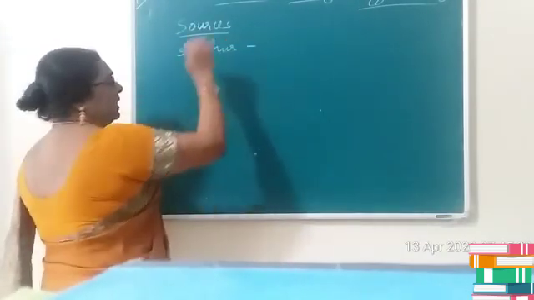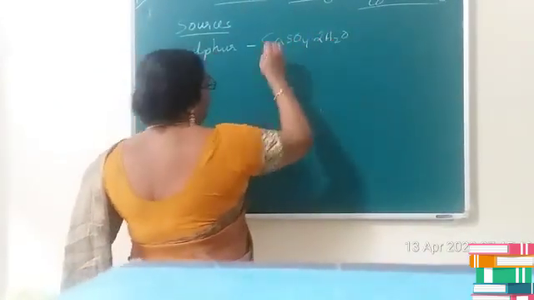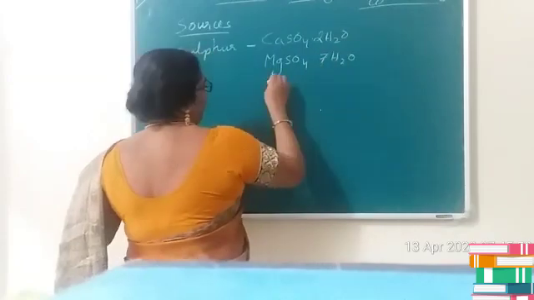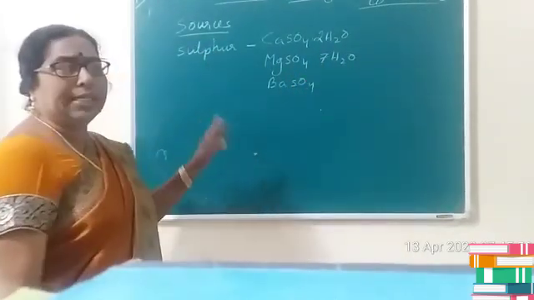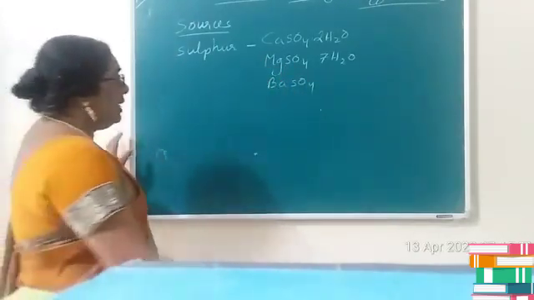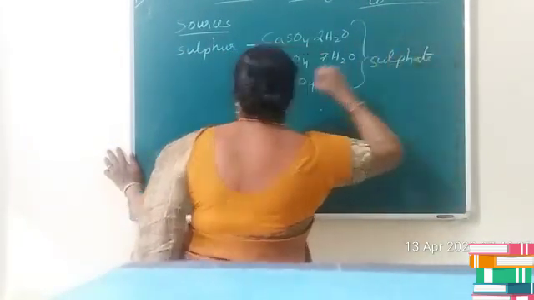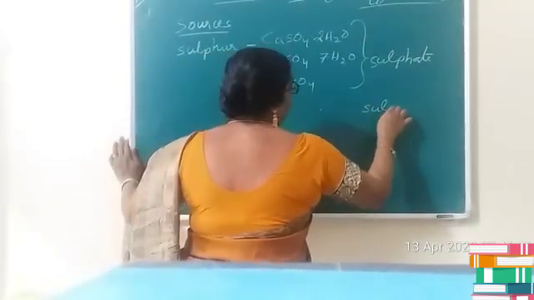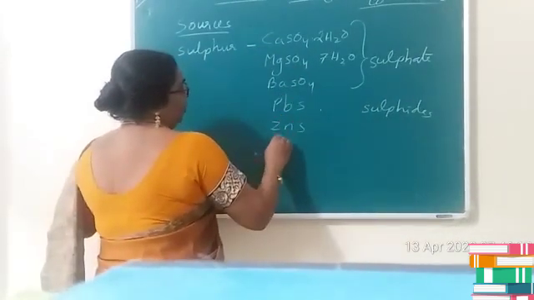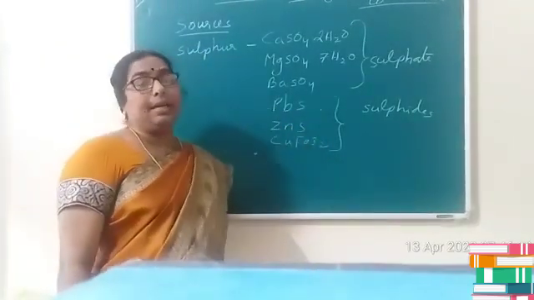Sulfur generally exists as sulfates like gypsum, Epsom salt, or barite. You can see sulfur in these three forms in the form of sulfates. And you can also see sulfur in the form of sulfides like galena, zinc blende and copper pyrites.